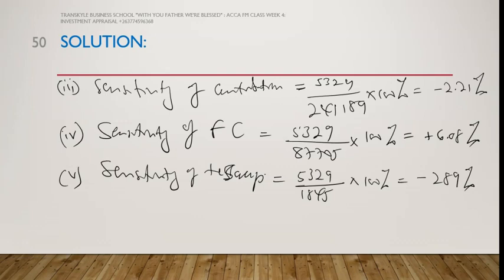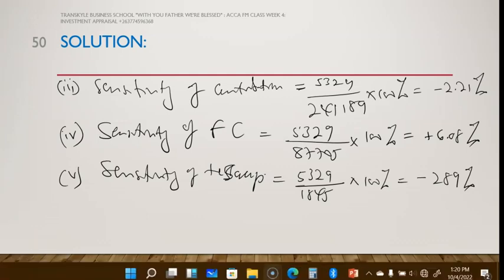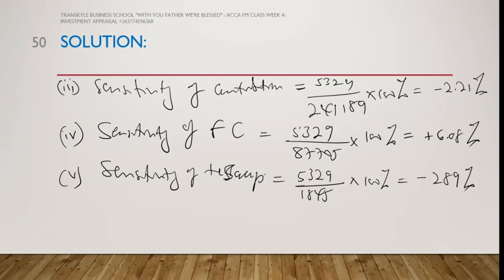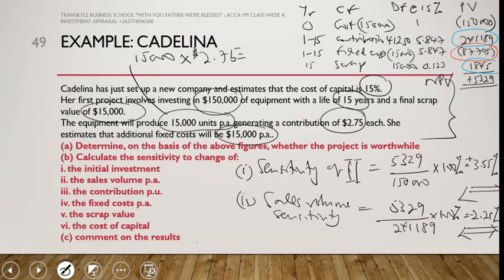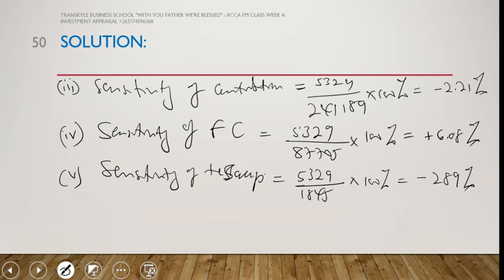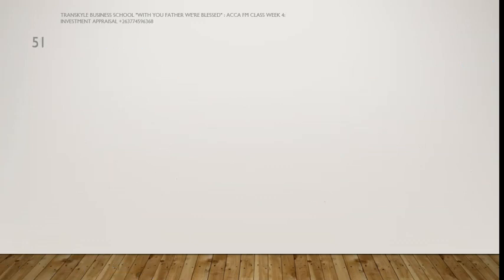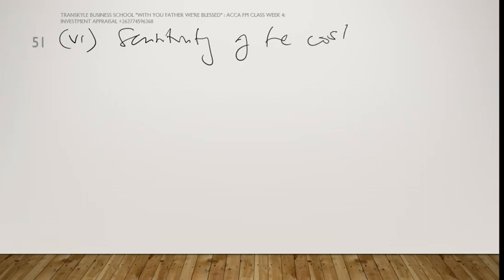Okay, that's the idea. Now let's do the last bit of the question, the numbers. Item 6, the sensitivity of the cost of capital.